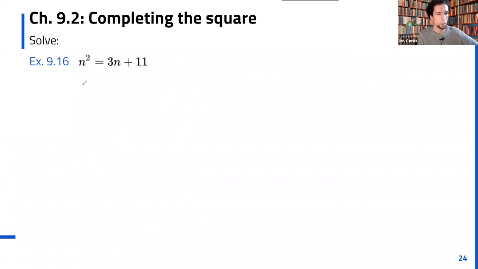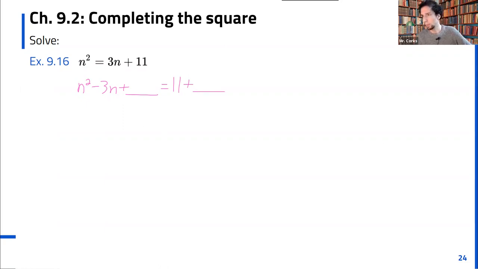All right, here. So some rearranging to start. How can we rewrite this? Subtract 3n from both sides. So n squared minus 3n equals 11. And let's just put that step in here. So plus something equals 11 plus something. What's our something here?